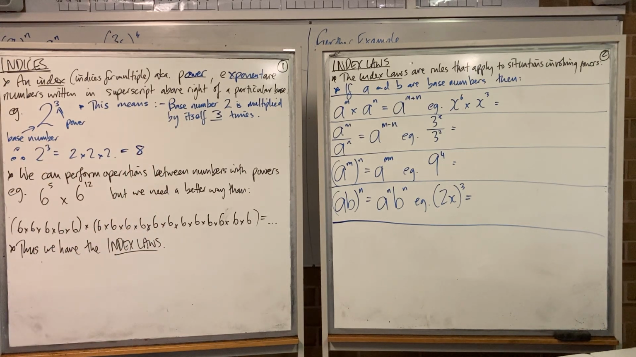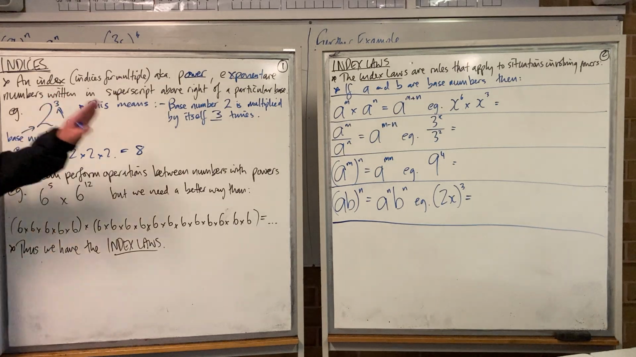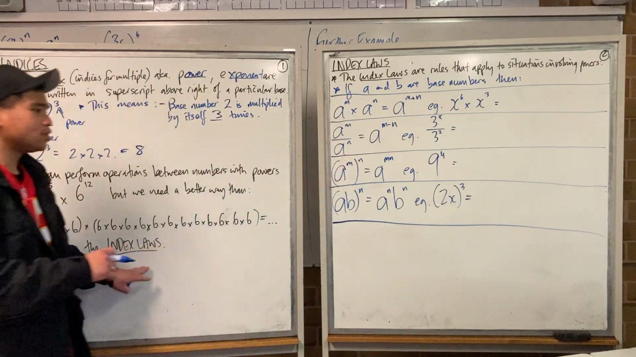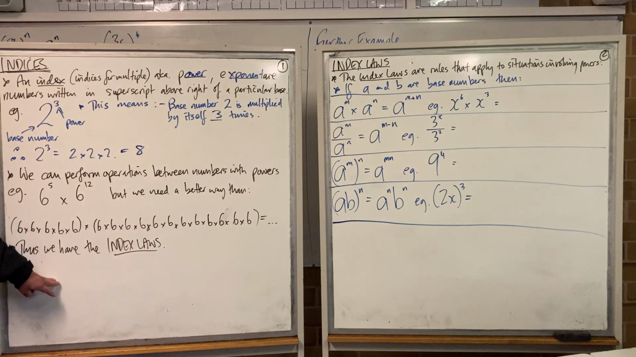We can perform operations between numbers that have powers like this, but do you agree that this is a waste of time? 6 to the power of 5 is 6 times 6 times 6 times 6 times 6, and then I'm timesing it by that. Thus, we have index laws. So hopefully you see why I tell this story. We have this because this is not a useful thing, okay?